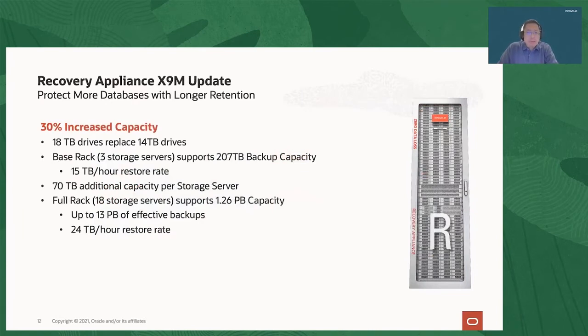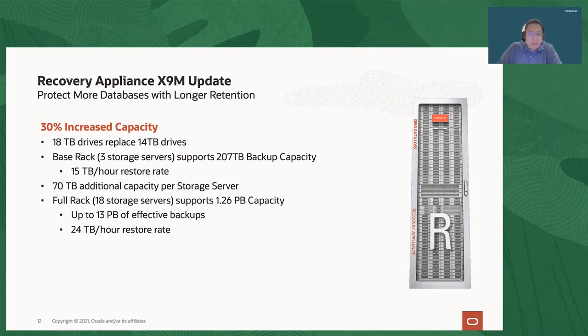Now, X9M, we've done some great things here with X9M, both on the hardware side and the software side. From the hardware perspective, we've increased capacity of a recovery appliance rack, and we do this with every generation, right? This is our 9th generation, and so we have additional 30% capacity in a single rack, and we do that with 18 terabyte drives now. This is an industry first for the backup appliance market, this 18 TB drive. So really leading the way in terms of even disk technology these days.